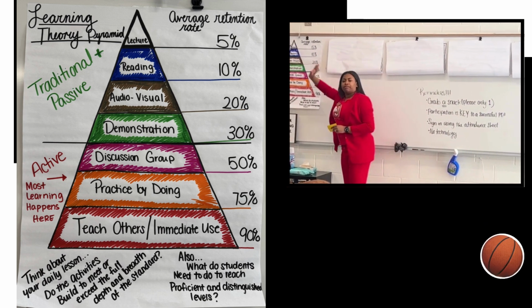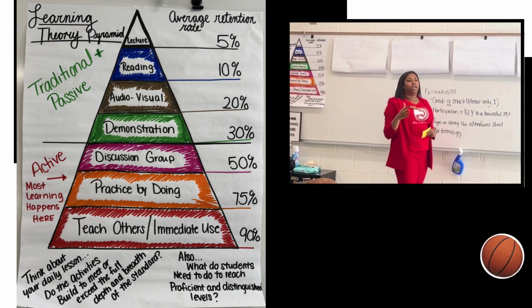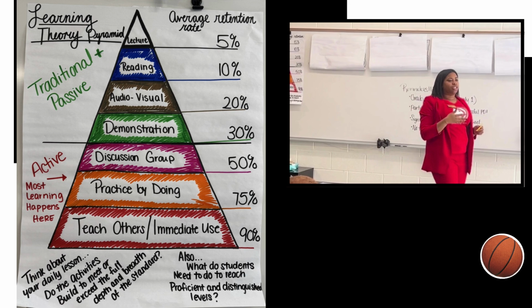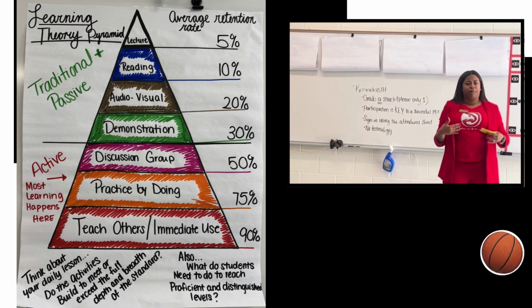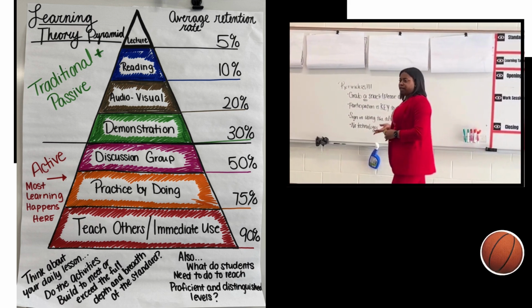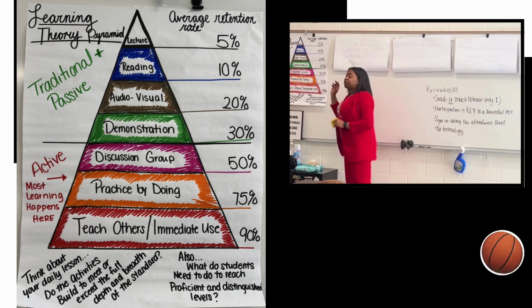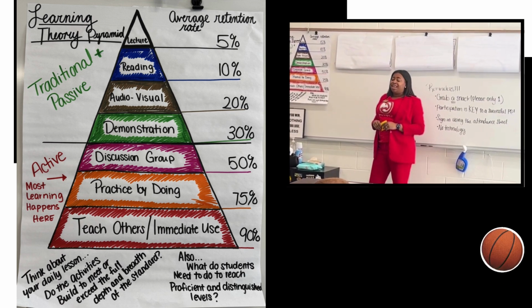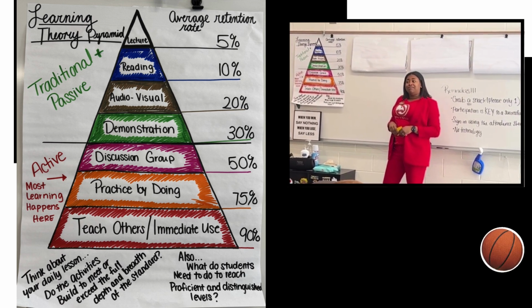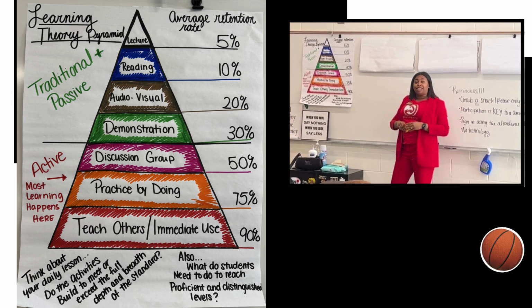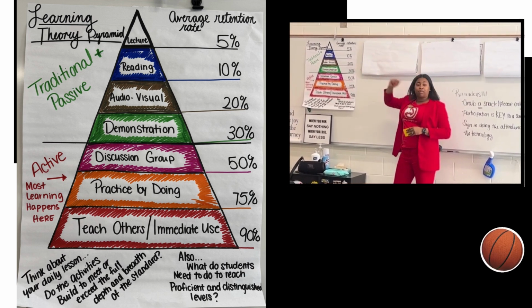Maybe we do a reading. We read it. We didn't go back and annotate it. We didn't talk through the reading. We didn't go paragraph by paragraph. We didn't chunk it. We just read it. That's 10%. Audio and visual: I showed a video, and the kids liked that video, but they didn't do anything with it. That's 20%.